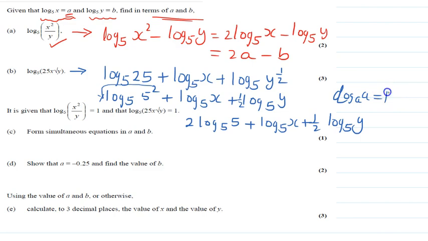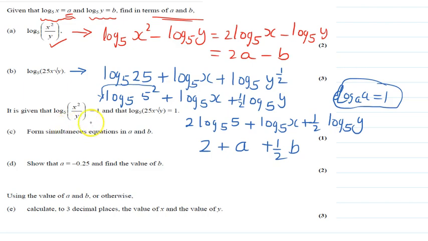Log base 5 of 5 is 1, so this will be 1, so it will be 2. Log base 5 x is a, so this will be a, and this will be half, and log base 5 y is b. So 2 plus a plus half b. Yeah, so this is your thing.